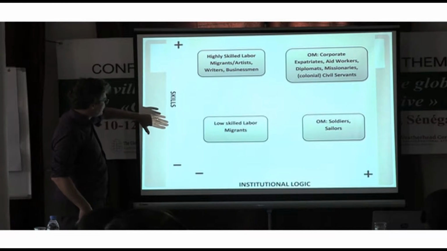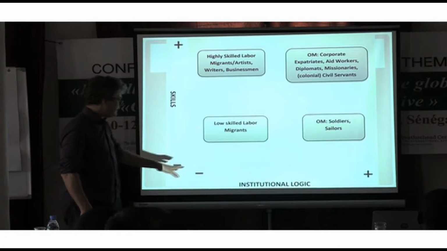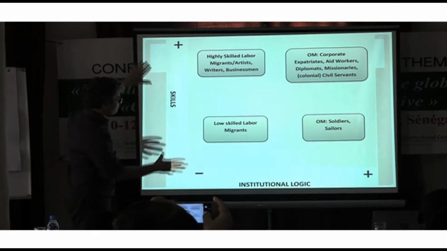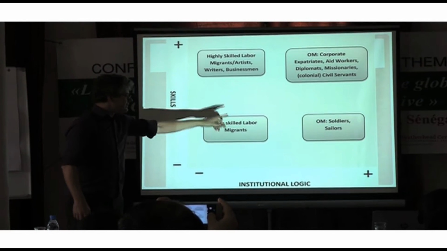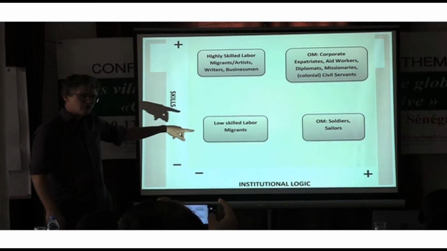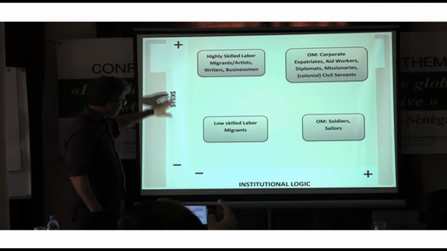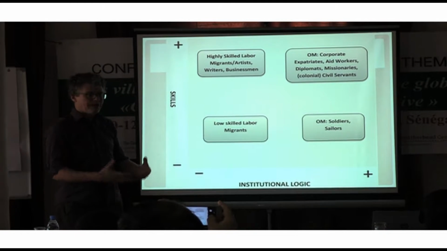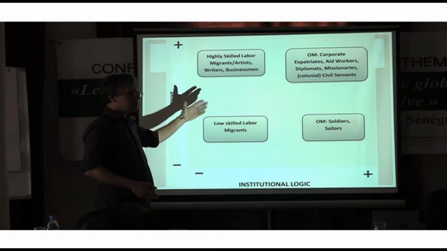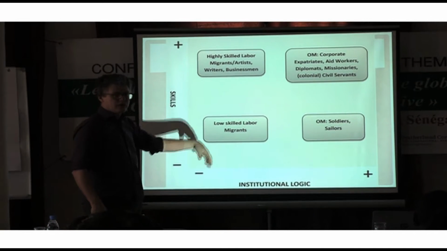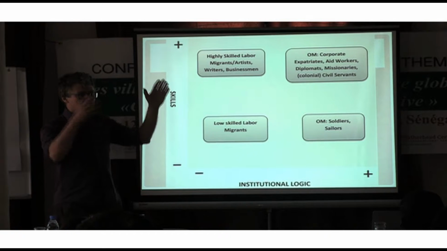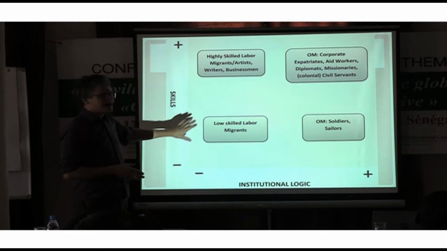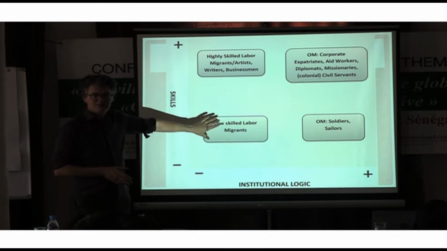So here we have the skills on the one hand and institutional logic on the other hand. So very limited and very strong. This is, let's say, the category of migrants that we mostly study. Mostly people with low skills and where institutional logic is also weak or absent. So these are, let's say, the Italians who went from Italy to Buenos Aires or to New York, for example. I think 90% of migration studies is about this box.